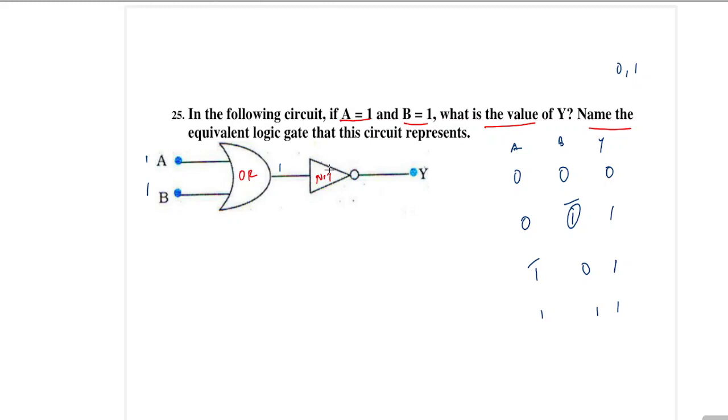NOT gate gives the complement, which means if the input is 0, output is 1. If the input here is A, output would be A complement. When the input is 1, the output becomes 0. So here, since 1 is the input to the NOT gate, what comes is 0. Here, the answer is 0.